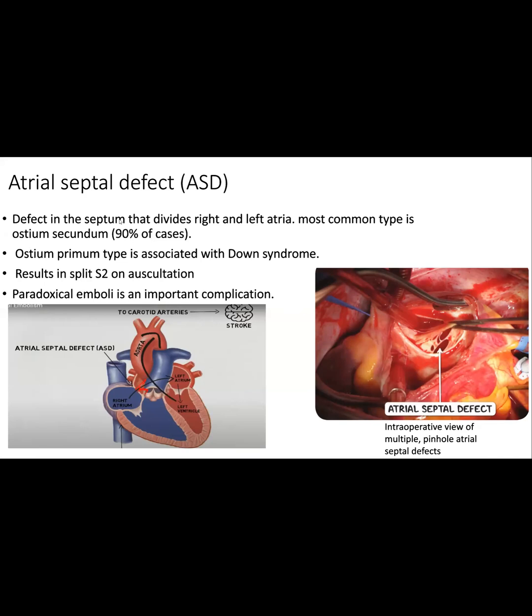With the atrial septal defect, as we said, there's a hole between the right and the left atrium, and the most common type is ostium secundum.